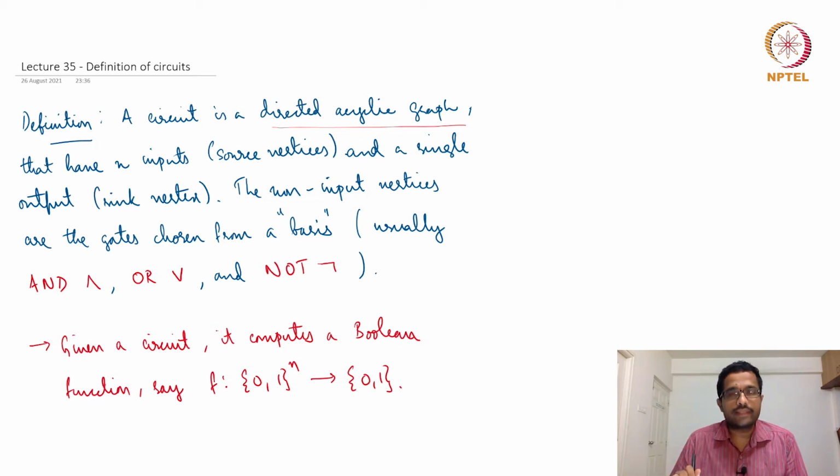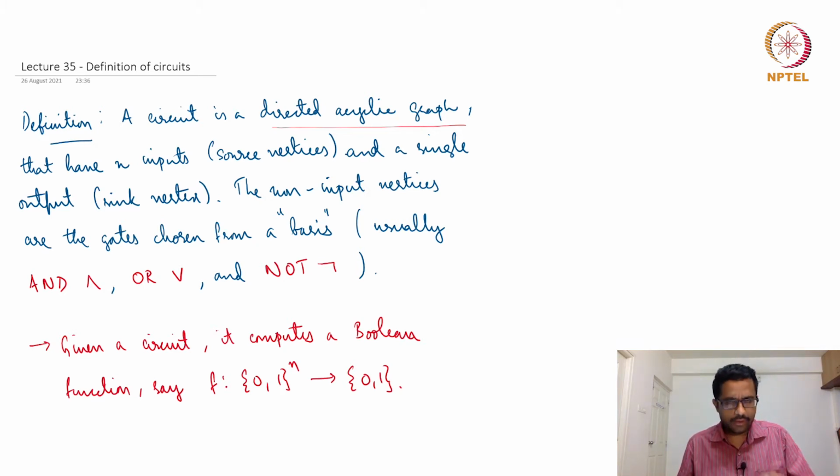All the vertices that are not the input vertices are gates, and these gates are from a basis. In all the examples that we saw, we allowed only AND gates, OR gates, and NOT gates, but perhaps you could allow, let's say, XOR gates, or some other strange function, maybe threshold gates. But most of what we do will be only on the AND gate, OR gate, and NOT gate. In general, a circuit could be formed out of other bases.